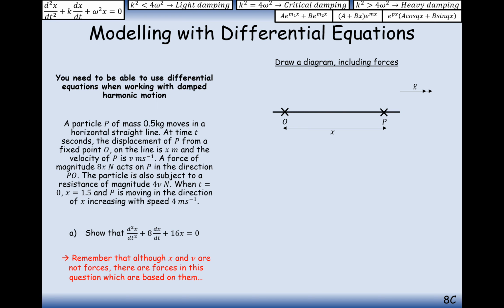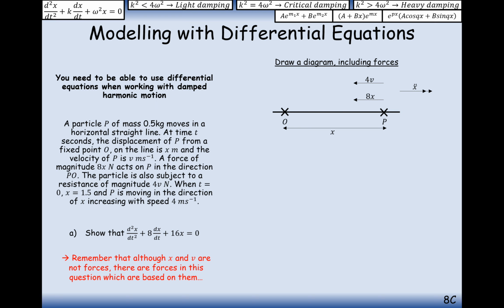So a force of magnitude 8x newtons acts on P in the direction PO, so P to O, so that means that 8x magnitude will be acting to the left. And also the particle is subject to a resistance of magnitude 4v. So when it says resistance, that means it needs to be pulled back towards O, in the opposite direction to the displacement that it already has. So it's pointing backwards on the 4v as well.